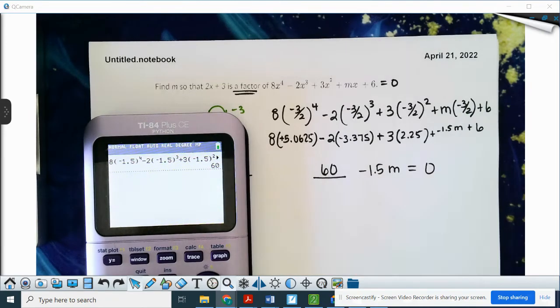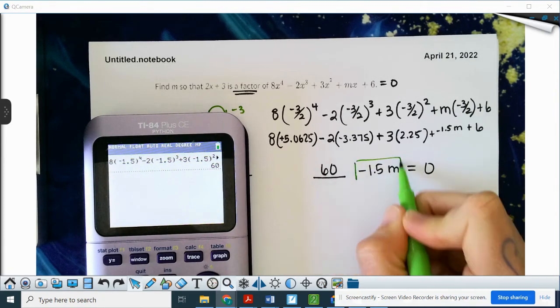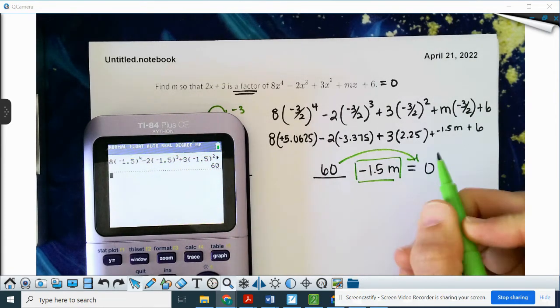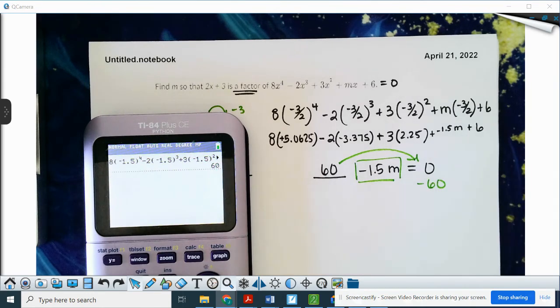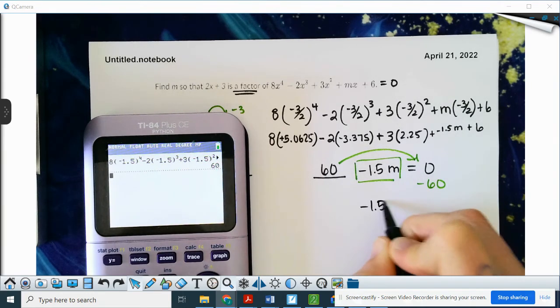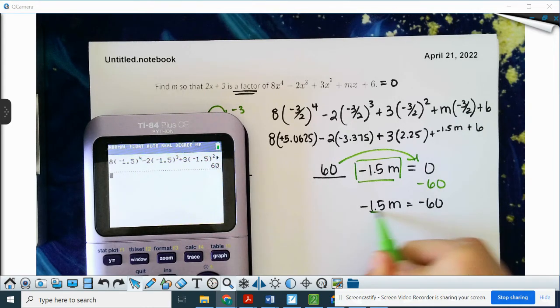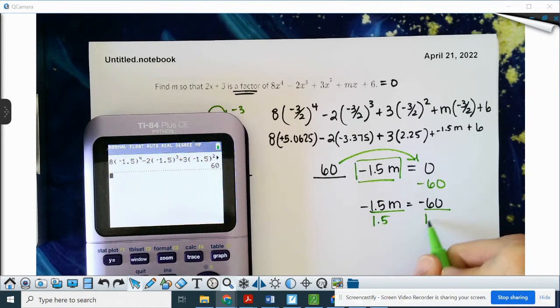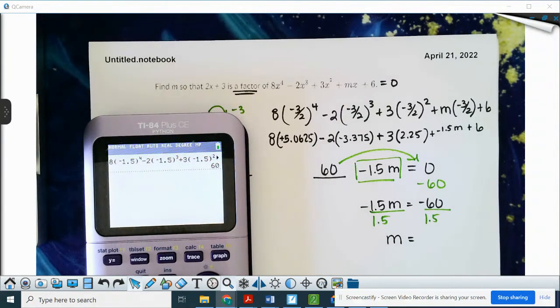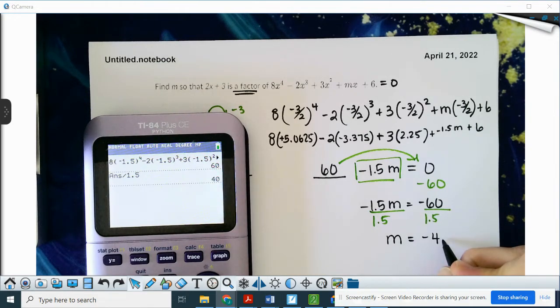At this point, I need to solve for m. So I'm going to move my 60 to the other side by subtracting it, and I have -1.5m equals -60. Divide by -1.5, not m. We want m to stay by itself. So 60 divided by 1.5, but we know it's a negative. So our answer is going to be negative 40. Oh, negative, so it's a positive 40. So m is equal to positive 40.